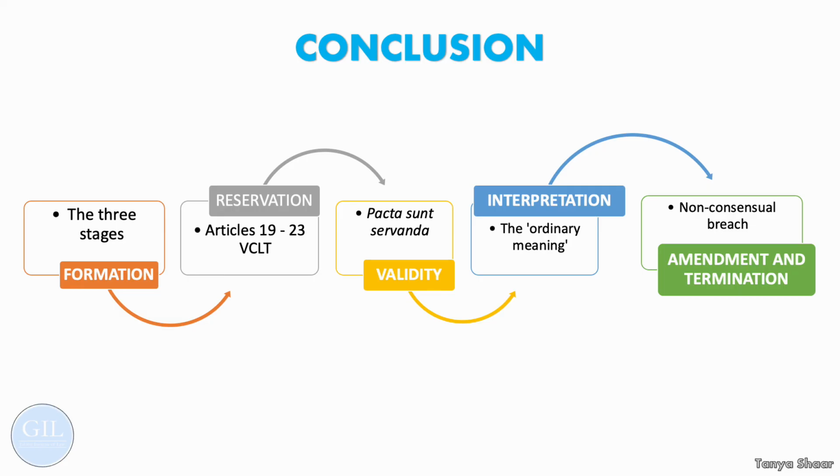When it comes to validity, we now know that pacta sunt servanda is the umbrella which underpins the terms of validity in a treaty. Interpretation, we now use the ordinary meaning interpretation, which is also codified in the VCLT. And lastly, when it comes to amendment and termination, the amendment and termination are usually defined within the treaty itself, but when they are not, we once again turn to the VCLT and the non-consensual breaches which they allow for. So in conclusion, when it comes to the law of treaties, the Vienna Convention of the Law of Treaties cannot be overlooked. Everything we need to know has been codified within that convention, and we cannot stray away from it.